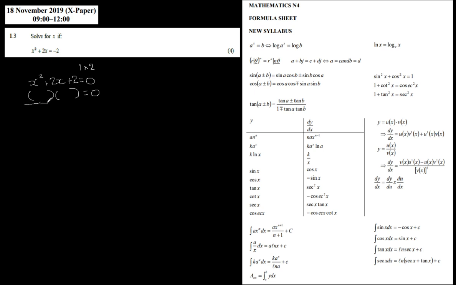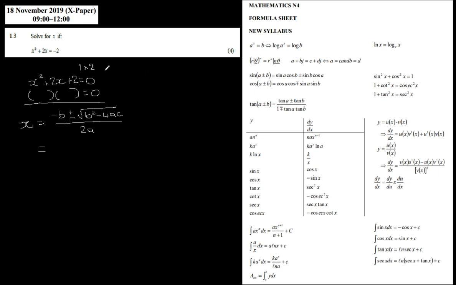And generally, when we are unable to factorize, we use the quadratic formula. So the quadratic formula is x equals negative b plus minus the root of b squared minus 4ac, over 2a. It is important, however, to note that the quadratic formula is not given on our formula sheet, so it is important for us to memorize the quadratic formula, as it is a formula that we use often.